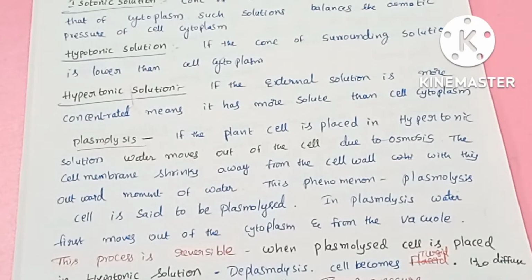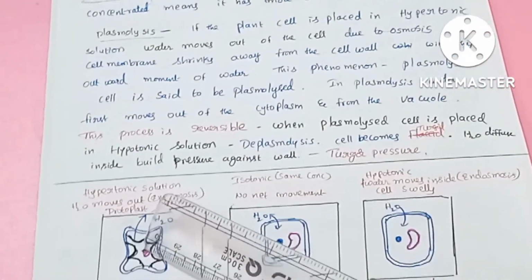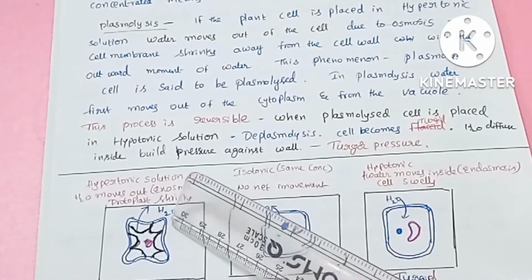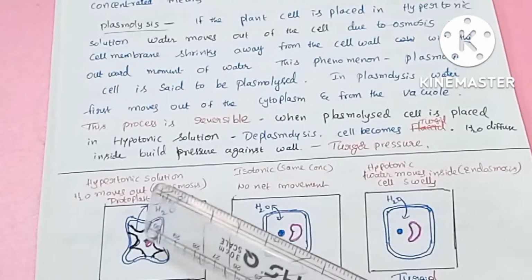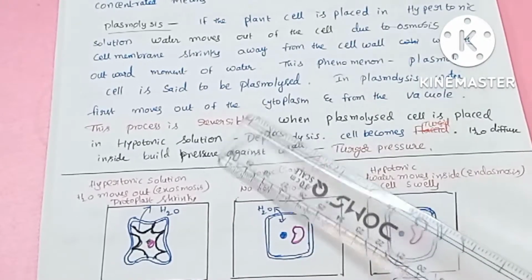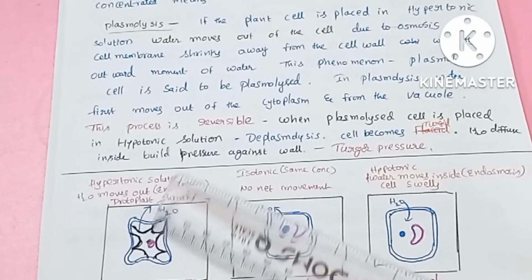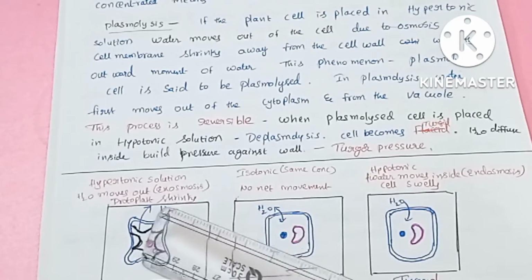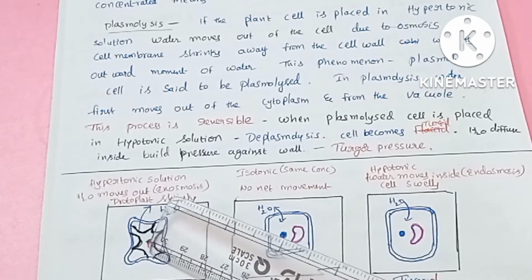Here also, the concentration of the solvent is higher in the cell when compared to the external solution. Then the contents present inside the cell cytoplasm start moving out. This outward movement of the water causes shrinking of the cell membrane. This phenomenon is called plasmolysis.